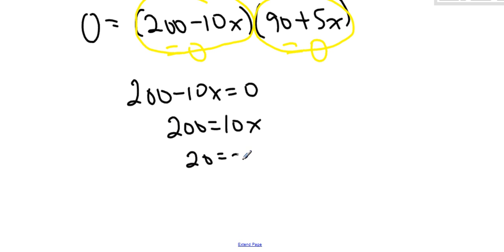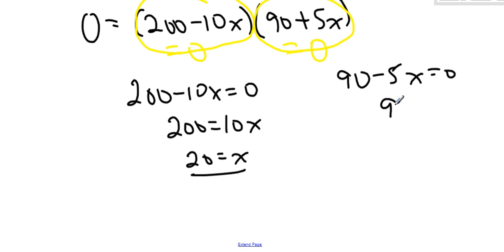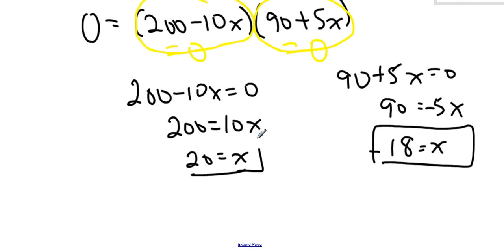The value of 20 makes the first bracket 0. And what makes the second bracket 0? Again, set it equal to 0, solve for x, and I get a value of, oops, this was a plus sign, so that's a minus sign. So I get a value of negative 18. So now I have the roots.